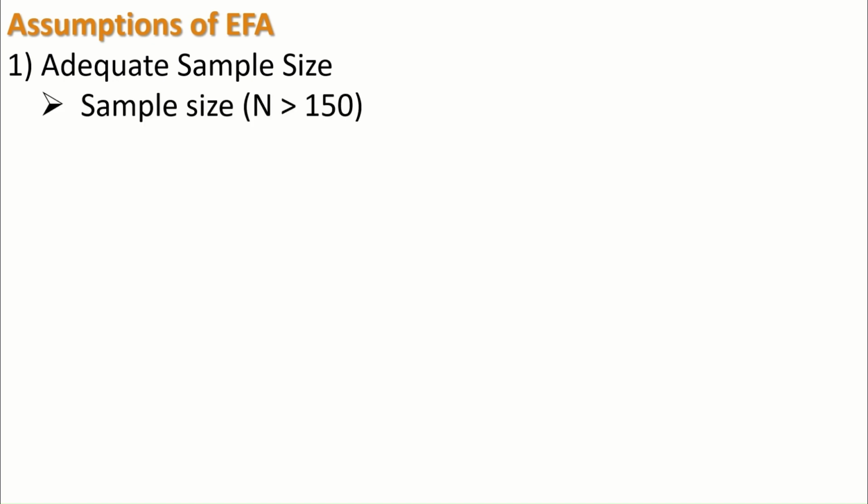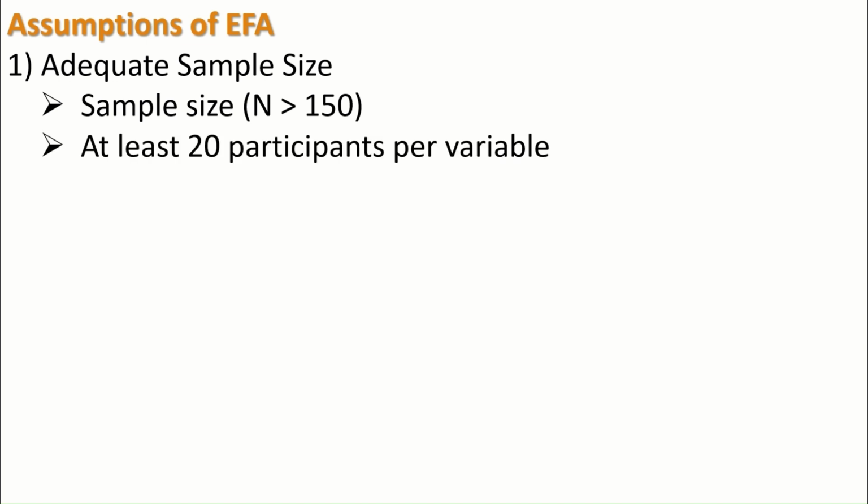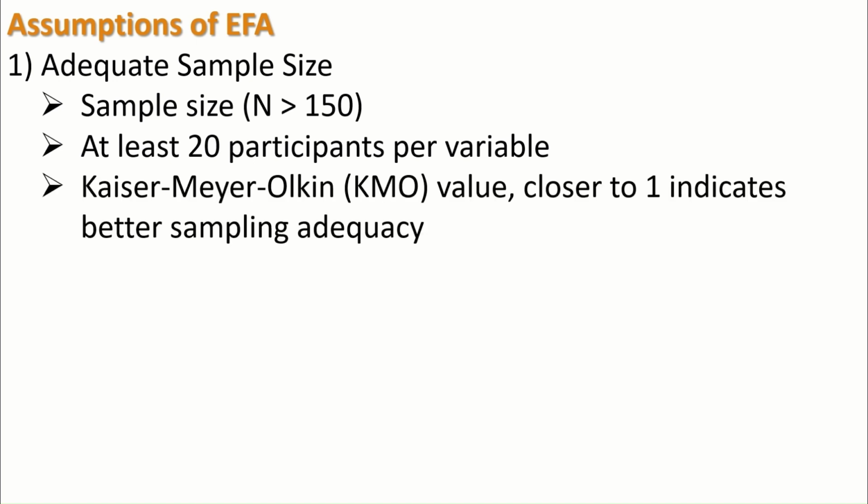So there are certain assumptions that have to be fulfilled before considering performing the EFA. What are the assumptions that have to be fulfilled before performing this statistical method? The first assumption is that there should be an adequate number of participants. Sample size has to be adequate, and the number of participants has to be greater than 150 cases. At least there should be 20 participants per item, or per variable, or per question.